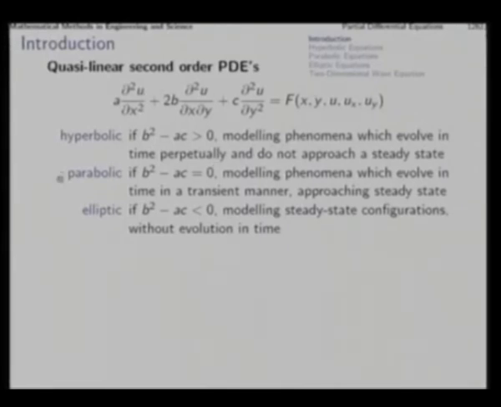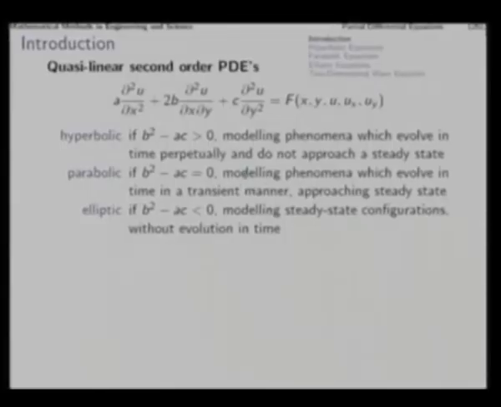On the other hand, parabolic partial differential equations model those phenomena which do evolve in time, but in a transient manner, and as enough time elapses they approach a steady state, and that forms a particular class of partial differential equations. Now, elliptic equations do not evolve in time at all. They typically model steady state configurations or steady state phenomena in which there is no time evolution. So, in the differential equation, the time variable will be missing in the case of an elliptic equation. The equations will be in terms of space variables x, y, z and so on.